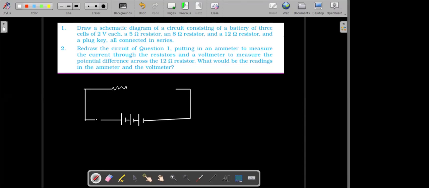So here you have the resistance 1, here you have the resistance 2, the resistance 3. This is 5 ohm, 8 ohm and 12 ohm. Alright, this is 6 volt. You have a key. You have a voltmeter attached to this 12 ohm. You have to measure the potential difference across this 12 ohm and you have to measure the current here. So just make an ammeter here. Sir, 0.24 amperes, sir. Okay, so you got 0.24.